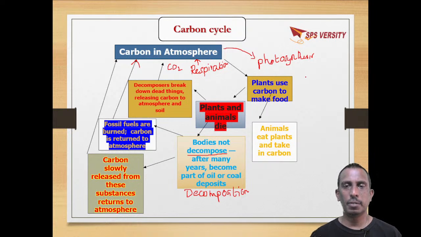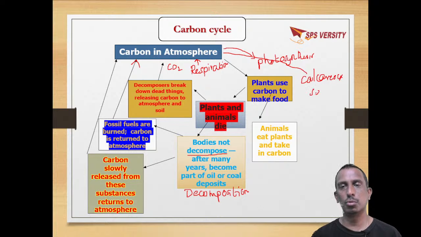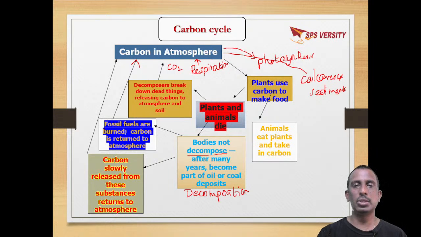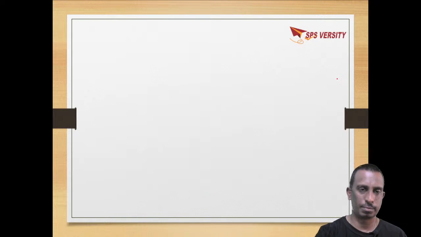Even for the formation of calcareous sediments in the oceans, CO2 is used. So this is how whatever CO2 is present in the atmosphere is used by photosynthesis, by formation of calcareous sediments, and by various means, and by various means it is released into the atmosphere. So here the reservoir will maintain the balance of input and output.